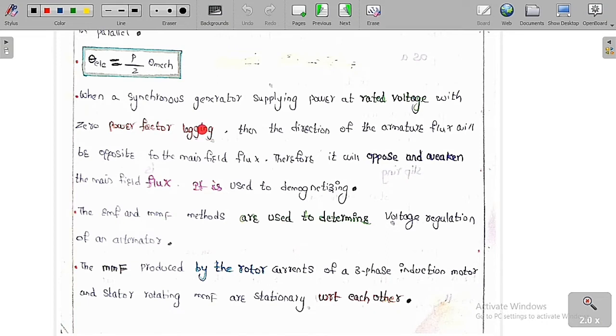So whenever a synchronous generator supplies power at rated voltage with a zero power factor lagging, the direction of the armature flux will be opposite to the main field flux, therefore it will oppose and weaken the main field flux. It is used to demagnetize.